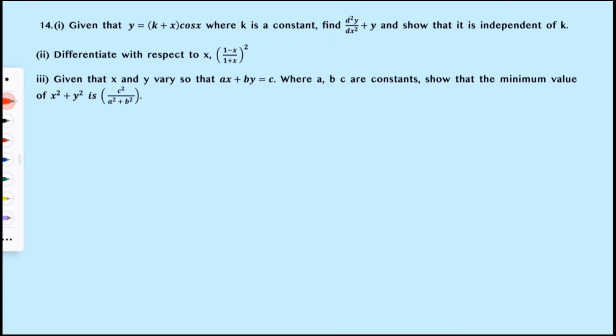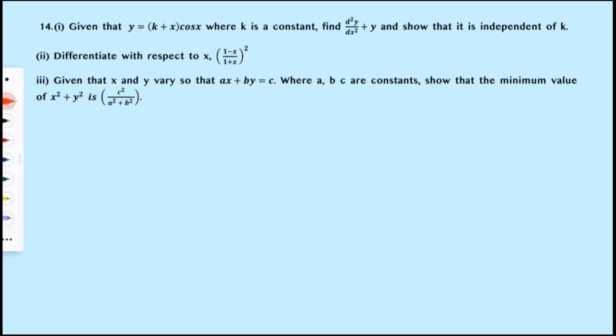Question 14. Given that y is equal to k plus x cos x, where k is a constant, find d squared y by dx squared plus y and show that it is independent of k. Differentiate that function with respect to x, and then given that x and y vary so that ax plus by is equal to c, where a, b, and c are constants, show that the minimum value of x squared plus y squared is c squared over a squared plus b squared. Guys, I challenge you to do this question first before you even watch the video, especially the third section.